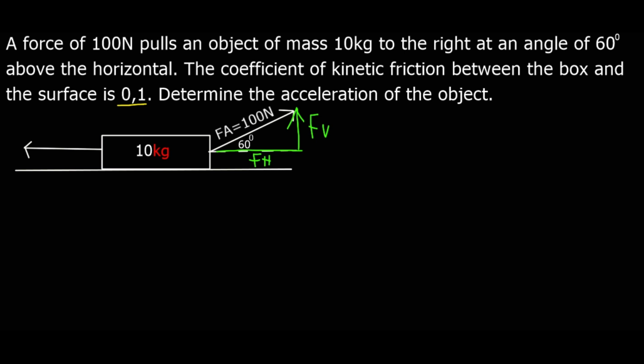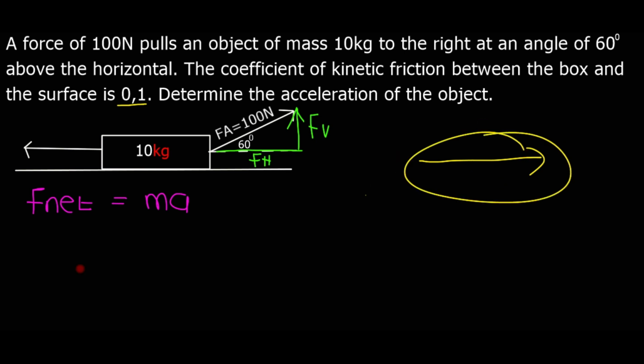So what we know to calculate the acceleration, we need F net equals MA, the vector sum of all forces still parallel to the direction of motion. The object is moving here to the right, so we need only the forces parallel to this motion. But first, draw a free body diagram.